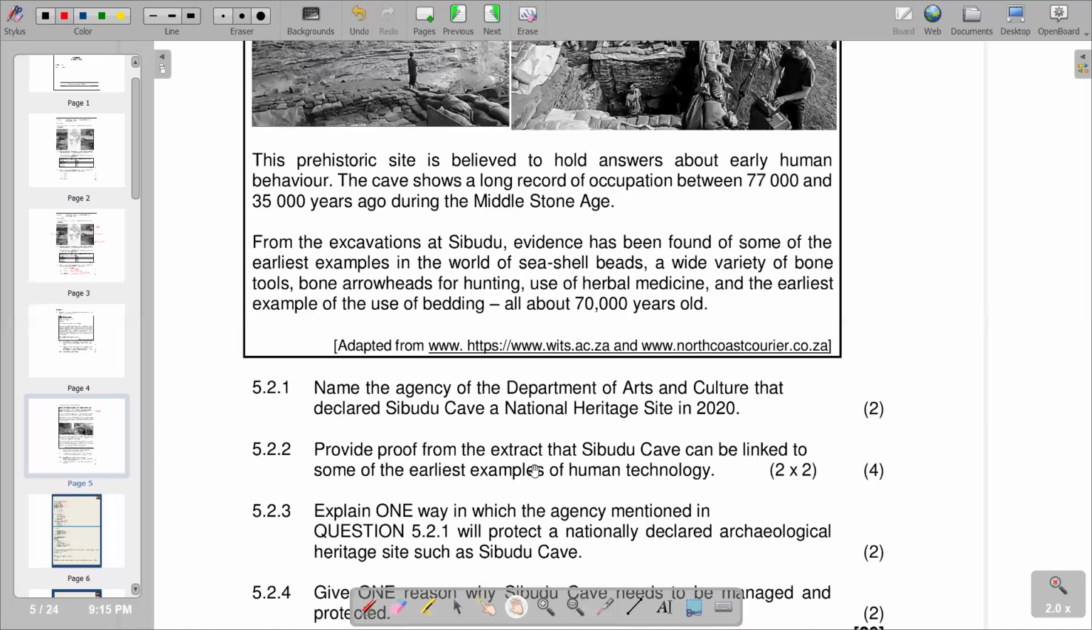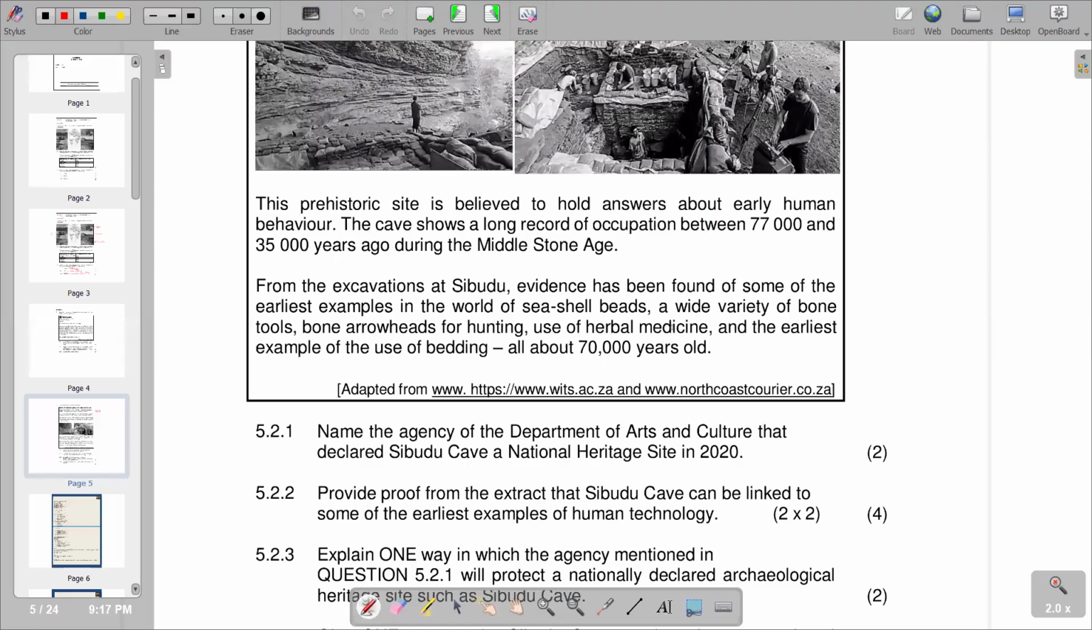The 5.2.2 says provide proof from the exercise that Sibudu Cave can be linked to some of the earliest examples of human technology. So on 5.2.2, you are going to the information that you are given to try to see. The question is saying provide proof from the exercise that Sibudu Cave can be linked to some of the earliest examples of human technology. So you can try to go through the information given so that you can be able to deduce that.